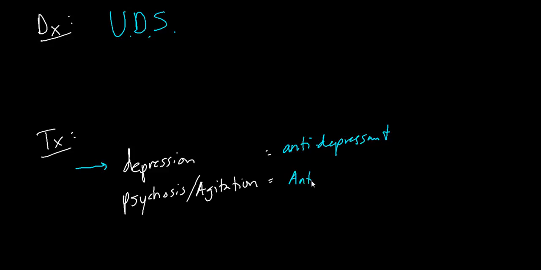So again, mainstay is going to be supportive. However, if you have some very serious agitation, you can give an antipsychotic. And if you have a long withdrawal depression state, you can give an antidepressant.